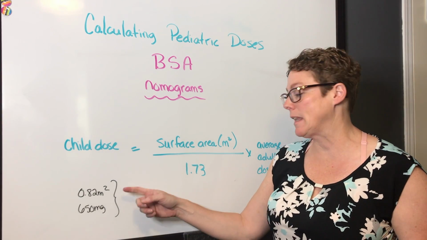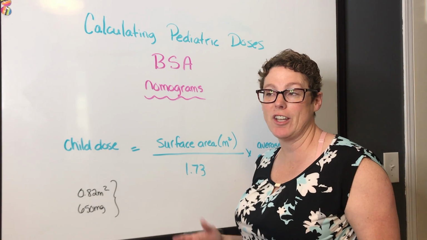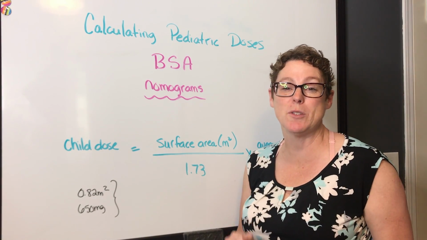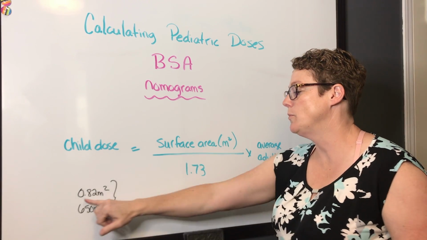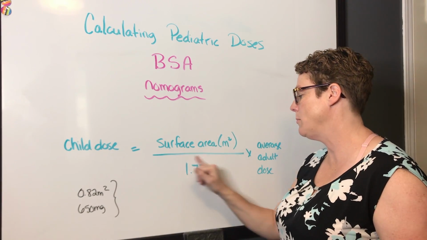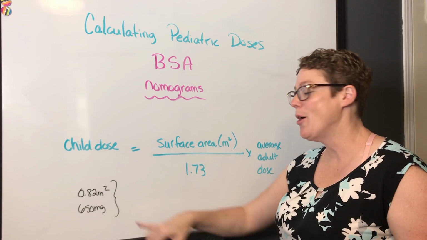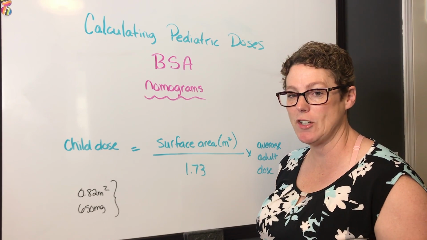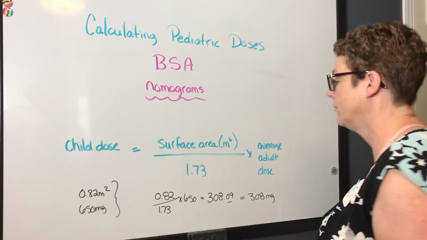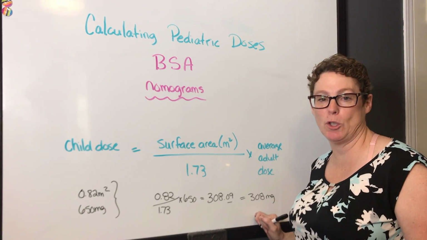So the next thing is to plunk this into my formula. The formula for body surface area calculations is very similar to the formulas we've been doing in the past. The difference is we're taking our surface area, so 0.82 divided by 1.73, and then times that by the average adult dose. So with that, go ahead and figure out what my dose will be based on my surface area. Awesome, so what you should have is 308 milligrams.